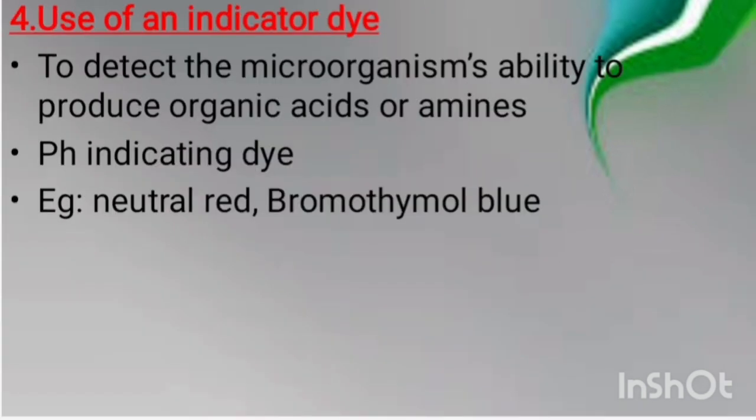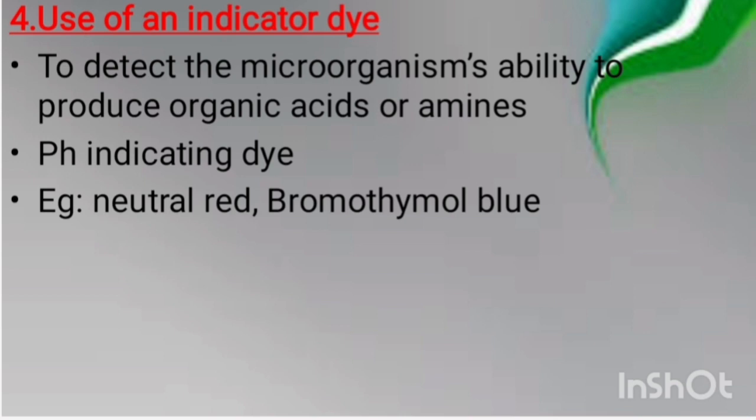The fourth method is the use of an indicator dye. pH indicating dyes are used for detecting microorganisms that are capable of producing organic acids or amines. Examples of pH indicating dyes are neutral red, bromothymol blue, etc. The pH indicating dye's color changes according to its pH, so any deviation in pH causes a color change in the dye.